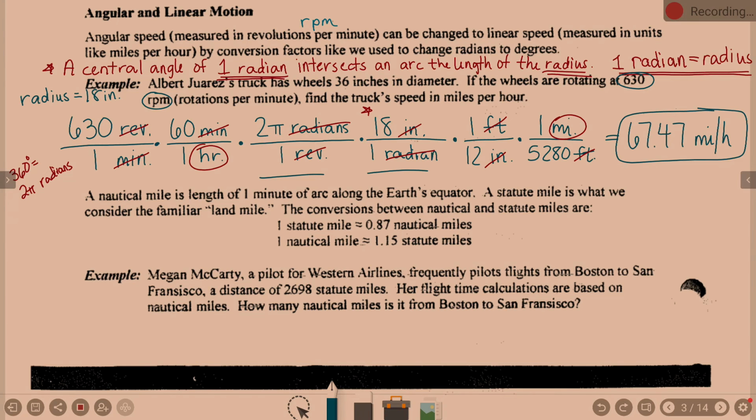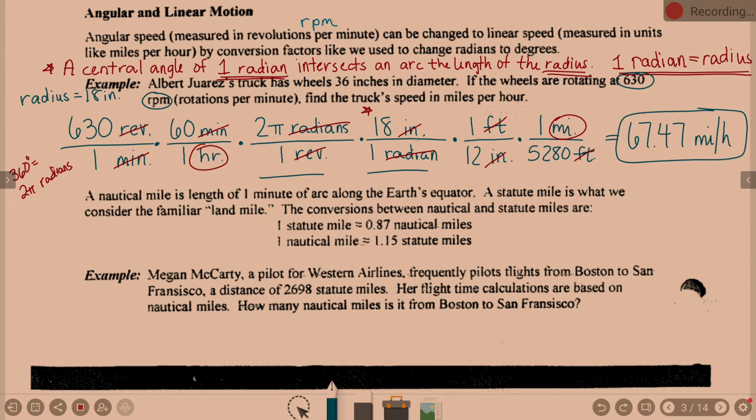A statute mile, you can go one of 2 ways. You can say 1 statute mile is approximately 0.87 nautical miles, or 1 nautical mile is approximately 1.15 statute miles. And again, notice the definition. A nautical mile is the length of 1 minute of arc along the Earth's equator.